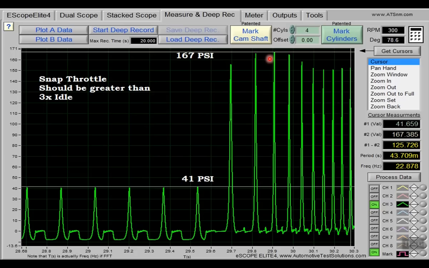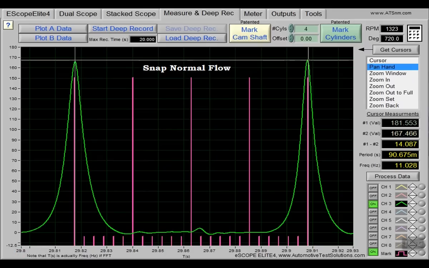This is on a normal style engine, I see this type of thing. On one that's running really bad or the cams are out of time, you won't get this, and it doesn't mean it's bad. We will look at this as we proceed through the course. So this is a snap normal flow. I'm going to put a cursor through the peak. I put a cursor through the peak. I'm going to mark it.